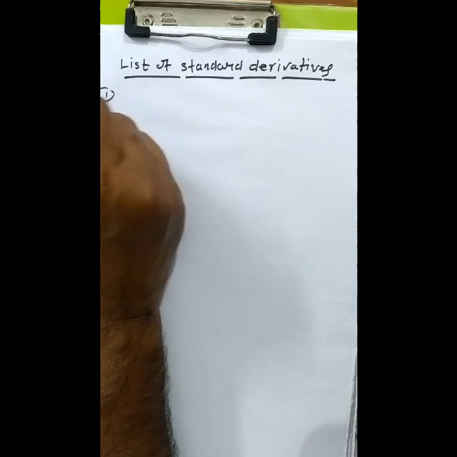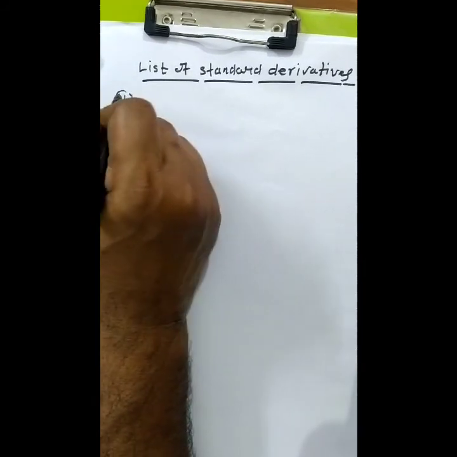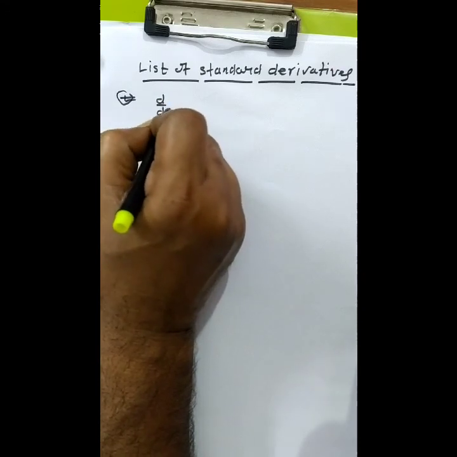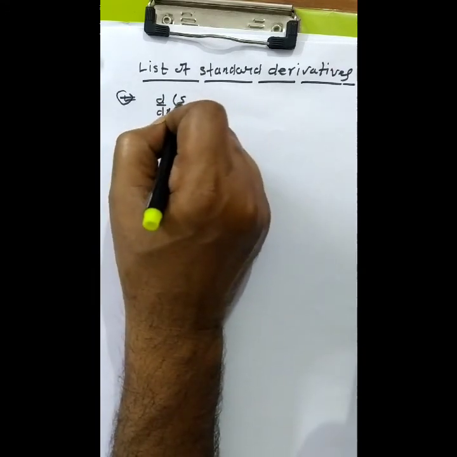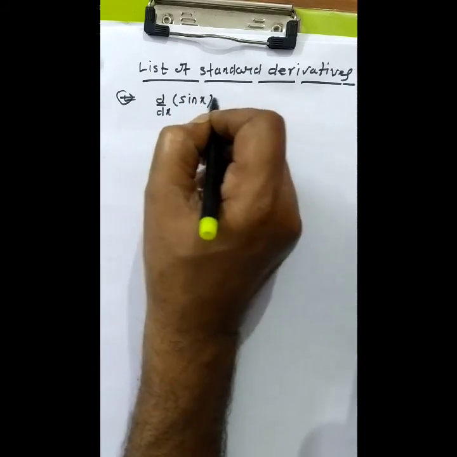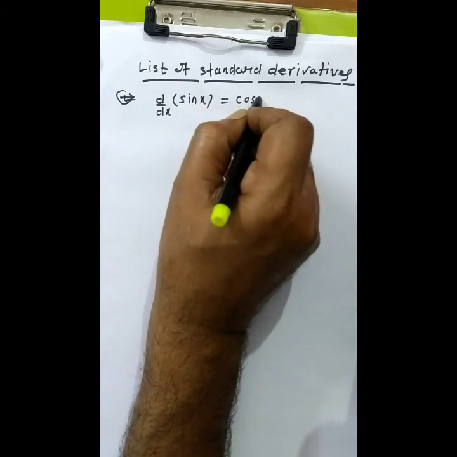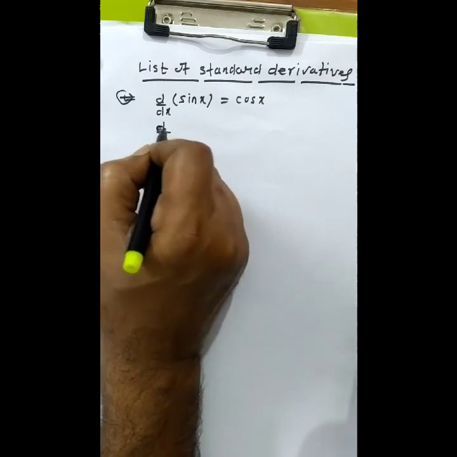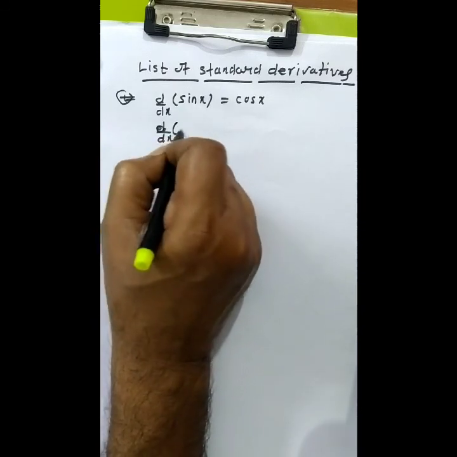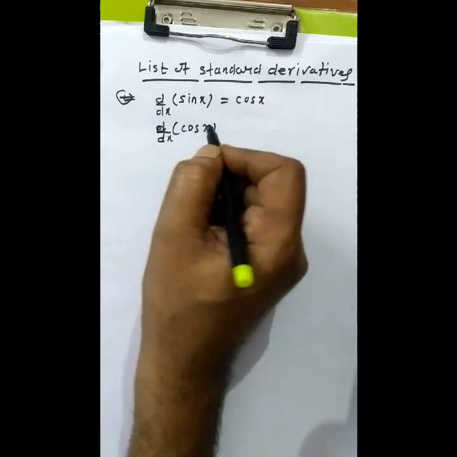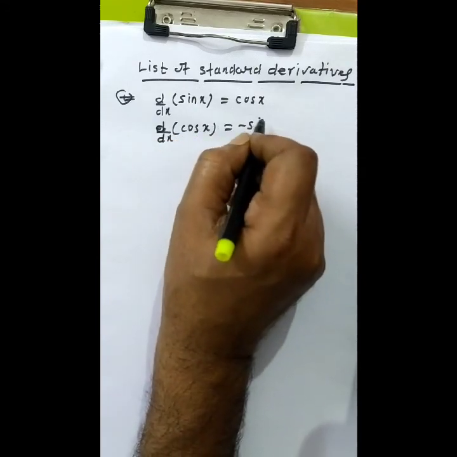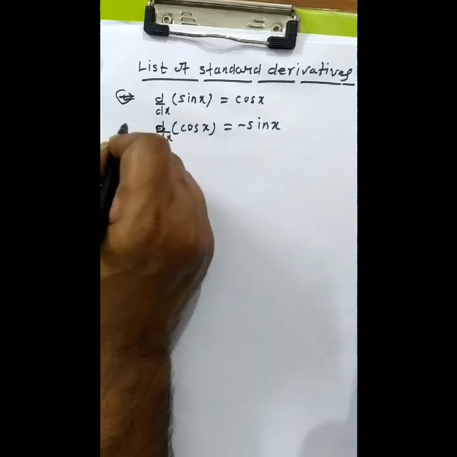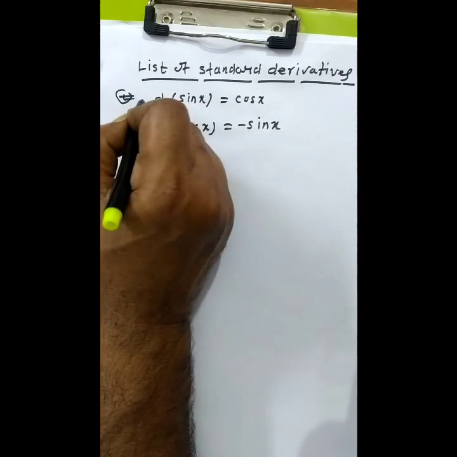Serial number 1. The first one is d by dx of sin x. The meaning is derivative of sin x. So derivative of sin x is cos x. You have to remember this. d by dx of cos x: derivative of cos x is minus sin x. So derivative of sin x is cos x. Second one, derivative of cos x is minus sin x.